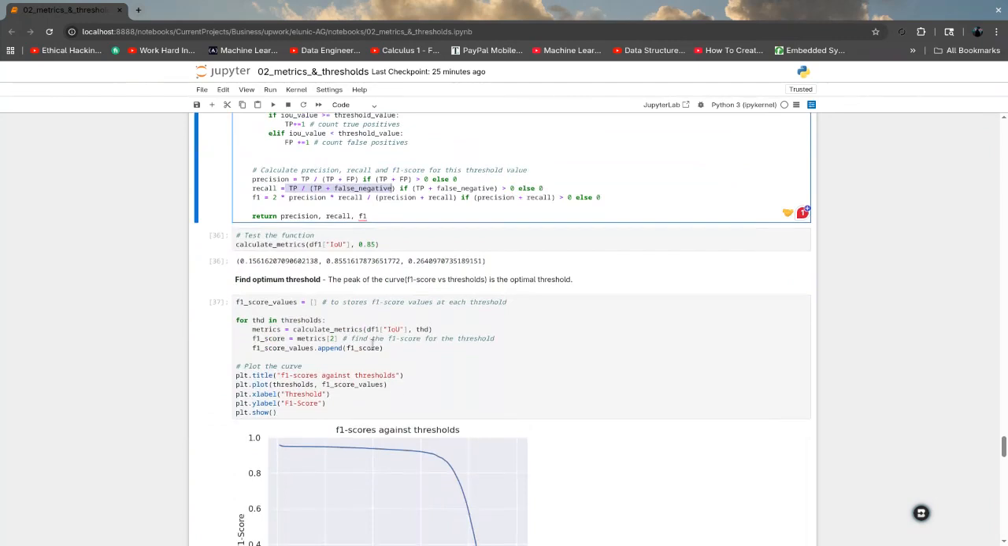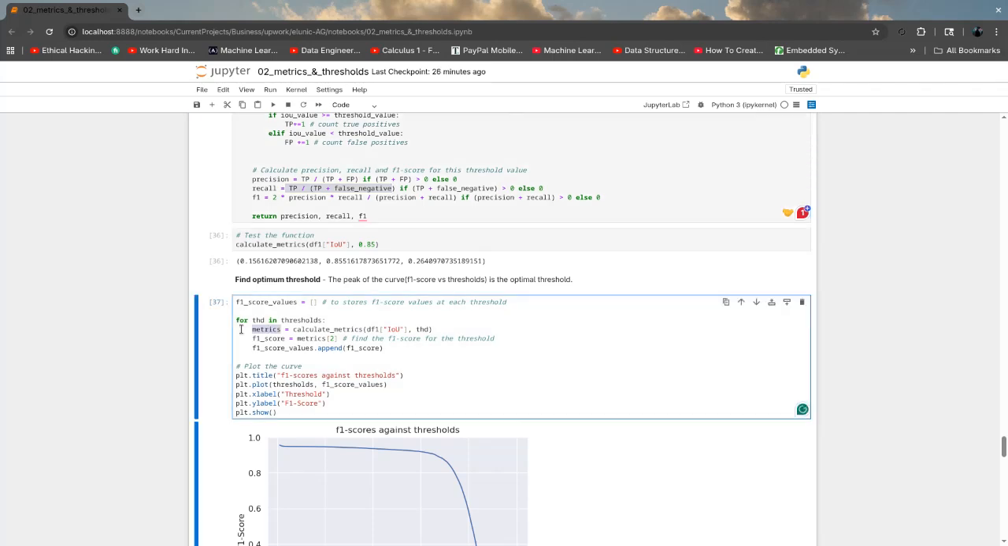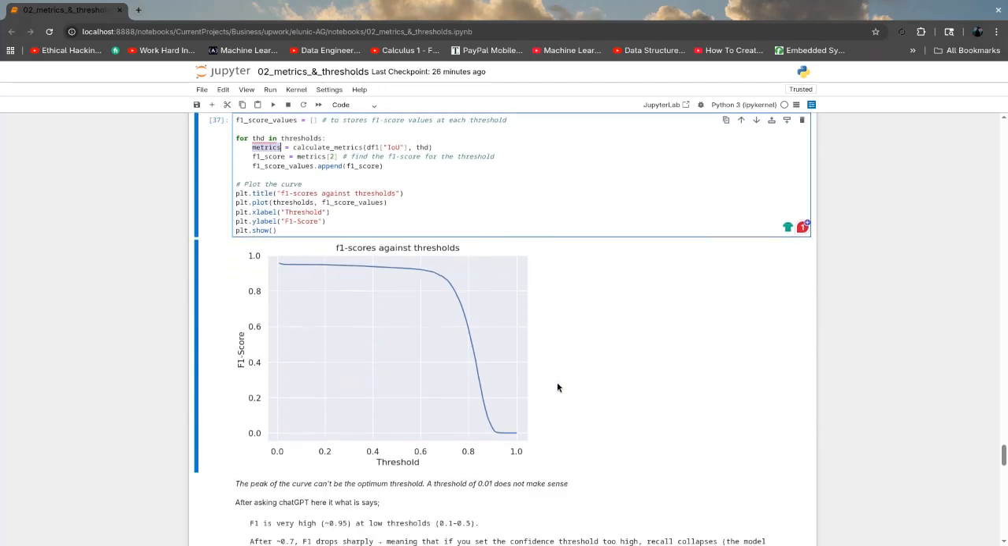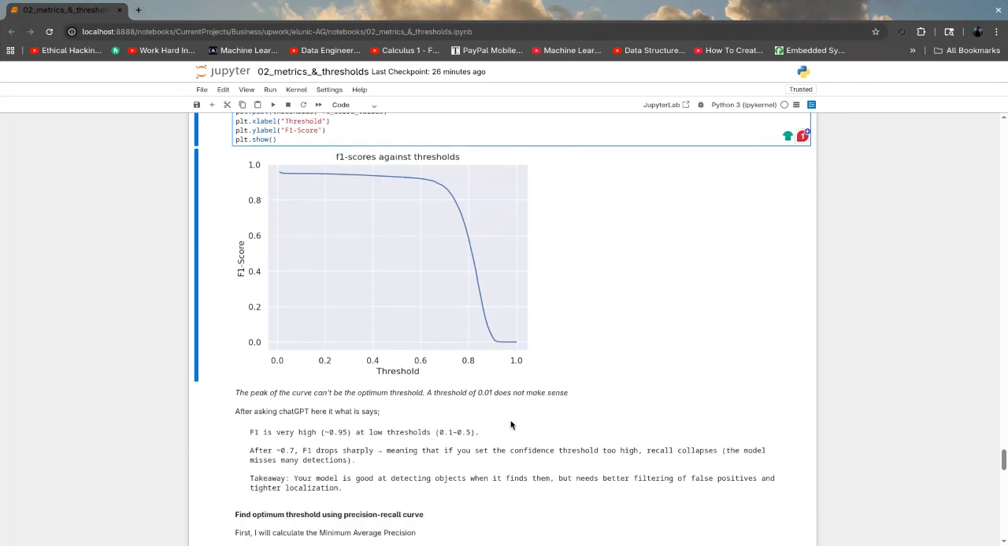Now I calculated these metrics at different thresholds and plotted them. Now we are plotting the F1 score against the threshold. You can see here the F1 score for a 0.0 threshold is very high, but when the threshold approaches 1, which is about 0.9 to 1, there's almost zero F1 score.